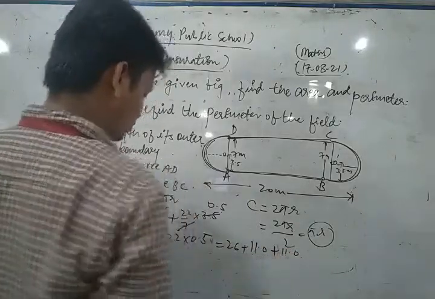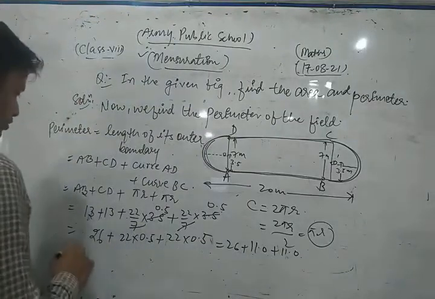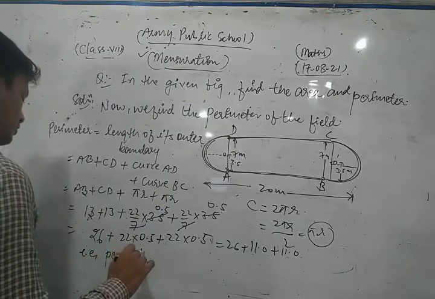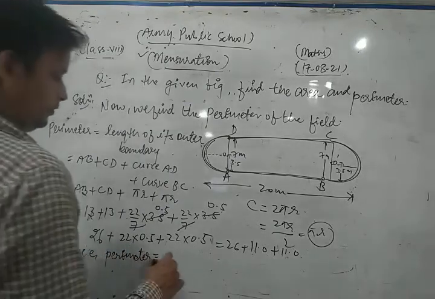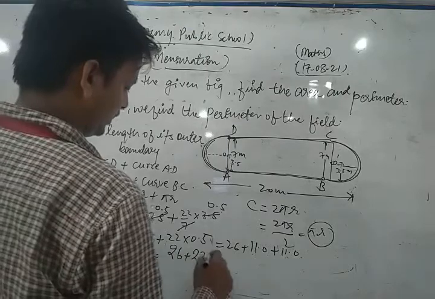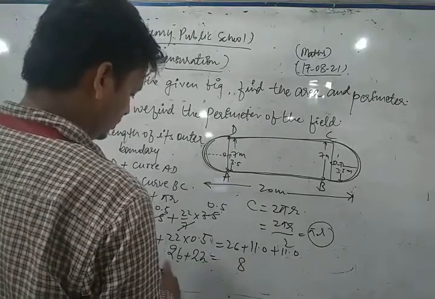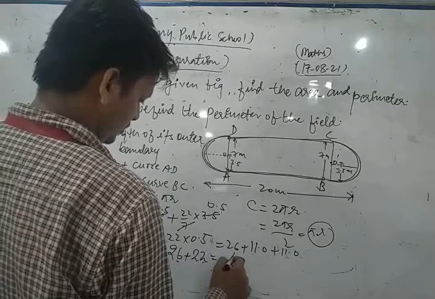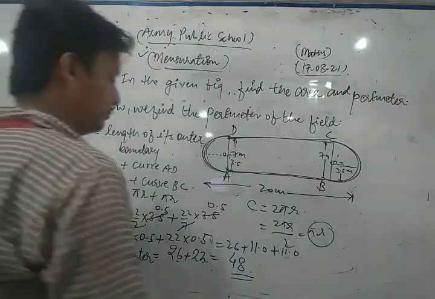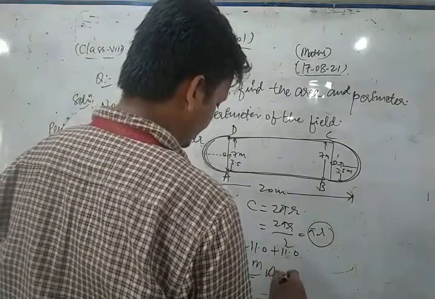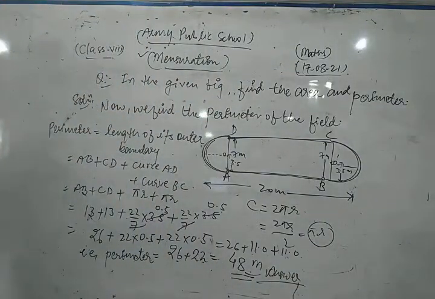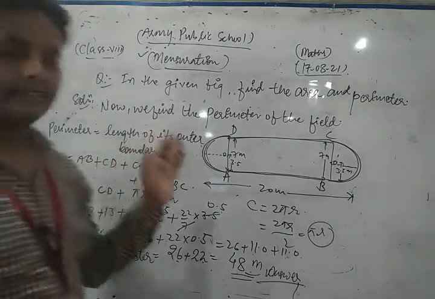This is 26 plus 11.0, this is 11.0. So the perimeter is equal to 26 plus 22. So we get what? 48. So 48 meter. So 48 meter is the required perimeter of that type of field.